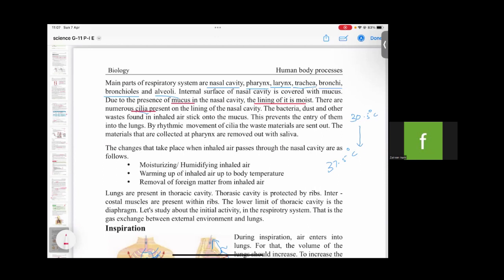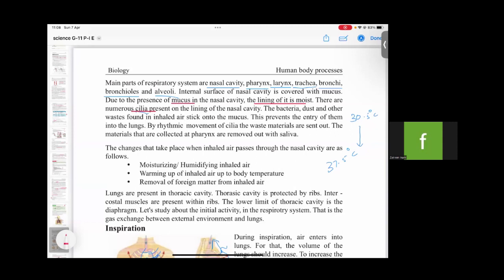Okay, this is one of the final papers. If I'm not wrong, it should be last year's paper or before that. There was a question: what are the changes that take place when air is inhaled through the nasal cavity? You should know. They asked, I guess, two. Please try to remember all three. What is done is the inhaled air is moisturized, and also it is heated up. It is warmed up to our body temperature.